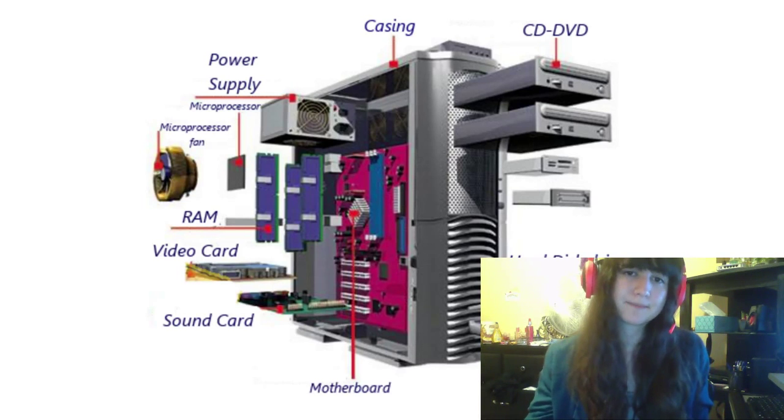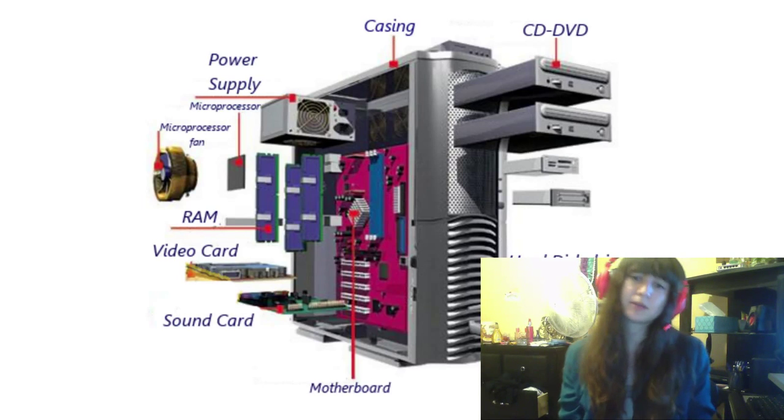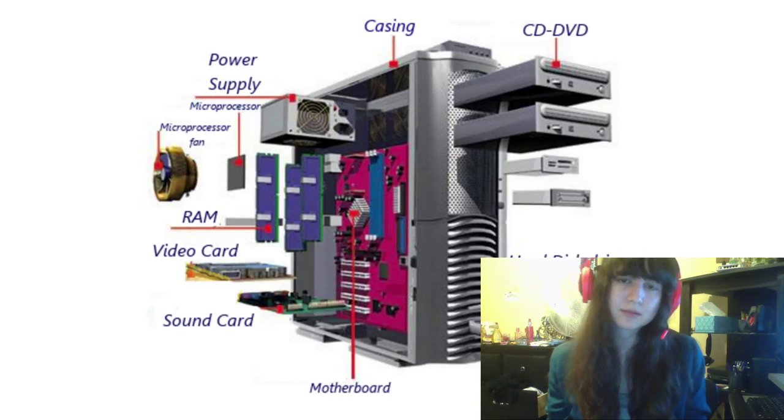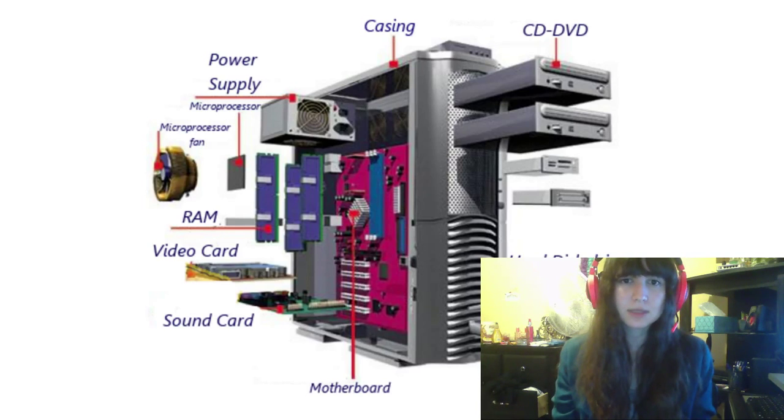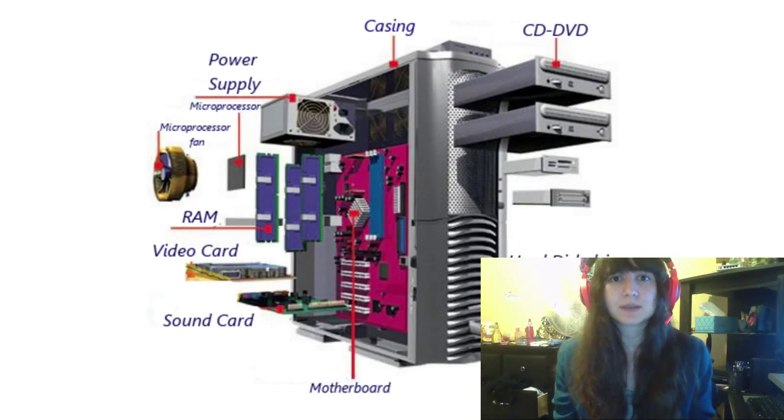The next part, the motherboard, is a very large circuit board, pictured here in pink. The whole board there is pink, and all the other components connect to it. If the motherboard wasn't there, then all the parts would be just kind of separated. It is the communication center between all of the devices and controls what components are compatible.